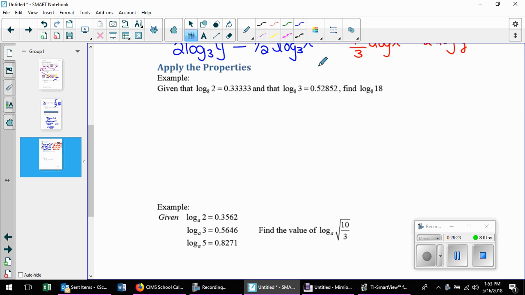Okay. So it's given us some values, and all we know is we have factors. Base 8, we know factor could be 2, factor could be 3. So break 18 down into, do you guys remember factor trees?